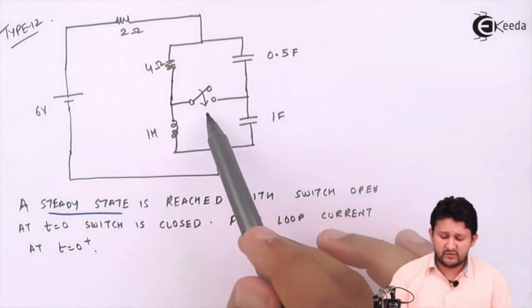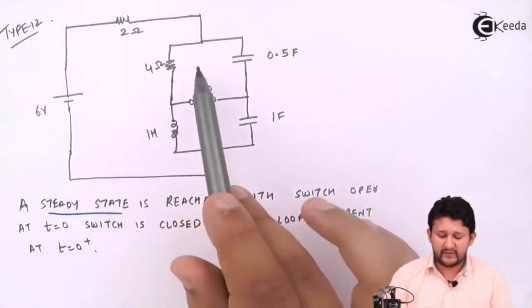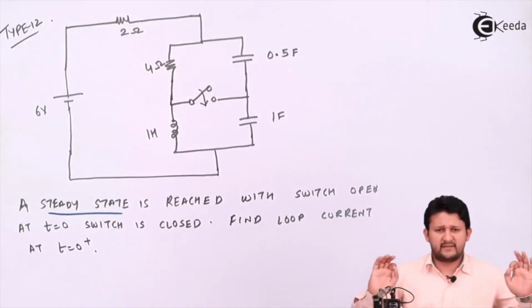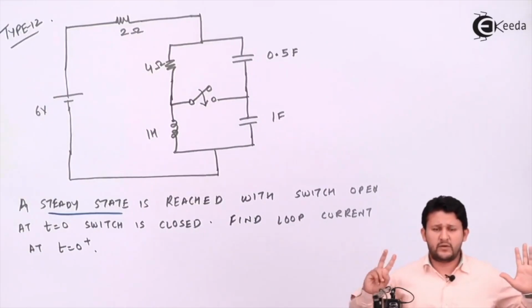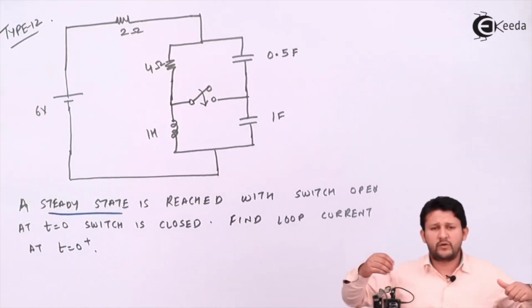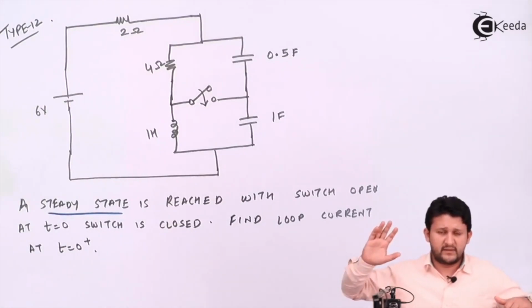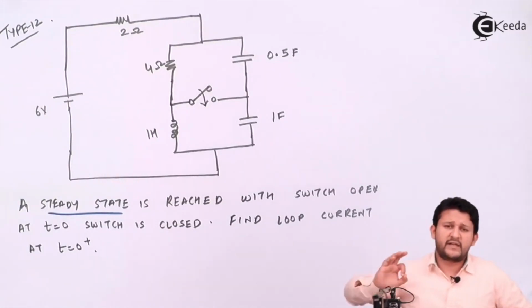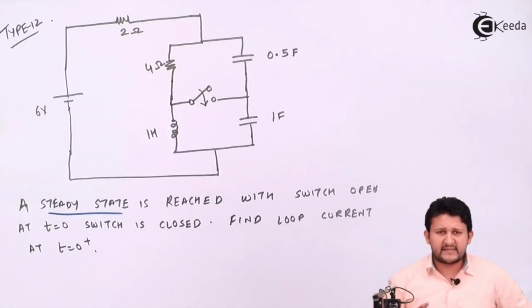When the switch is closed, we have 3 loops, 1, 2, 3: I1, I2, I3. You need to find the 3 currents, that's it. That's a simple sum. 2 cases, t equals 0 minus and t equals 0 plus. You don't need to go to t greater than 0 plus. You only need to solve t greater than 0 plus when it is asked, when you need to solve di/dt or d²i/dt², only in that case.